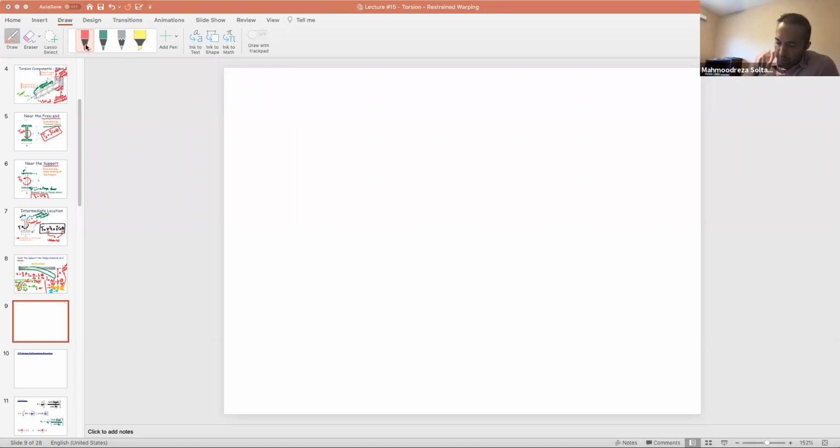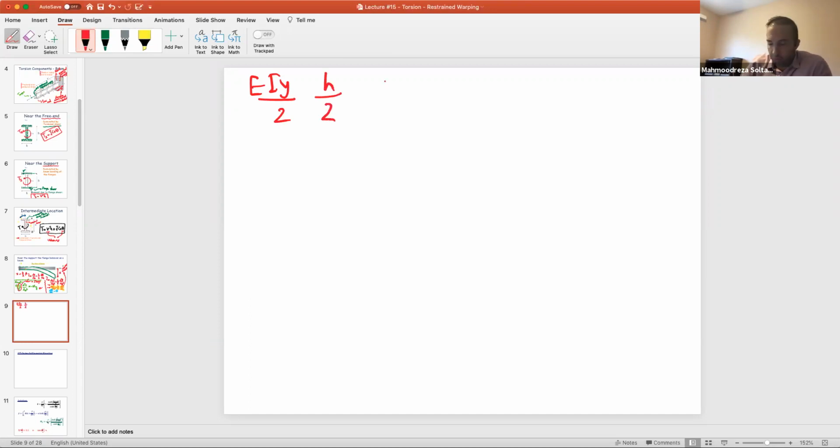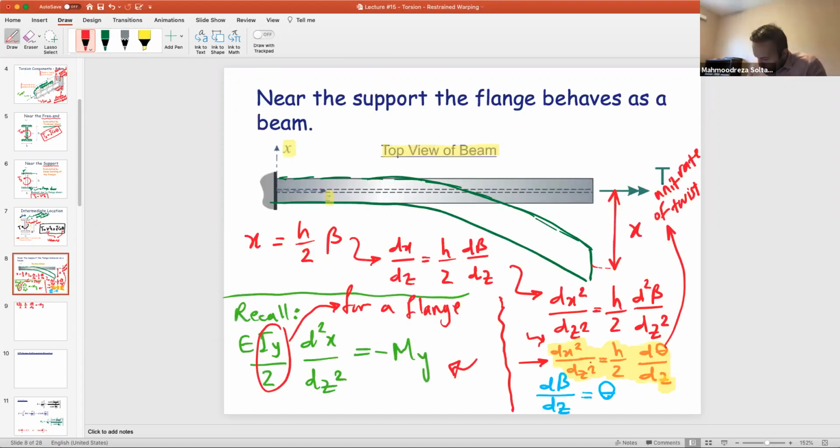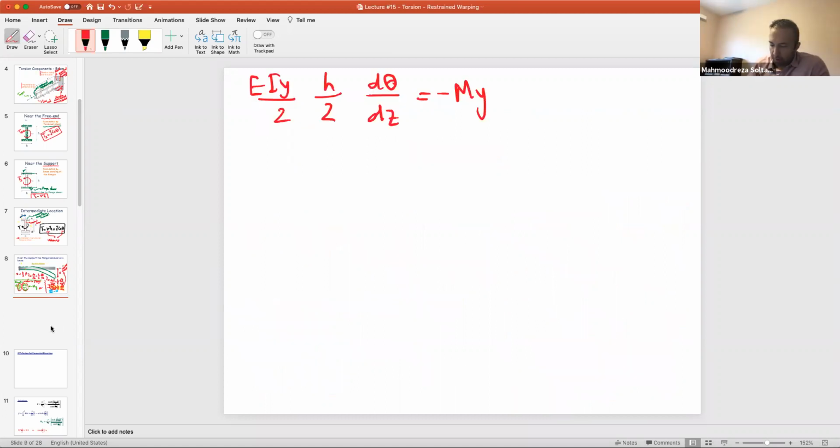Okay, so let's write this. E Iy over 2 times h over 2 times the derivative of theta with respect to z. So basically I just mixed these two concepts. I'm going to show you again. It is equal to negative My. Look at this portion here, I just put it here. That's it. I found this portion and put it in this equation, and it would be this expression here.